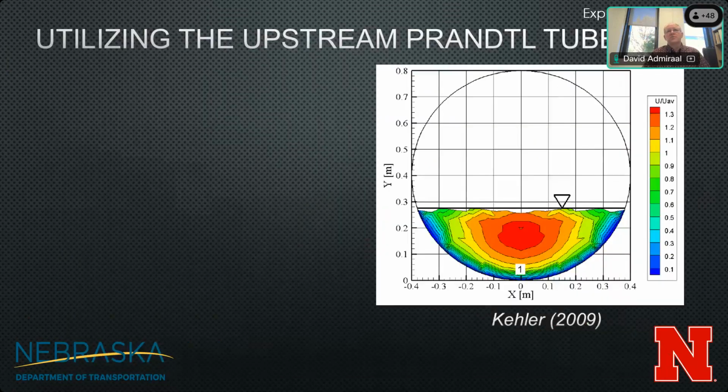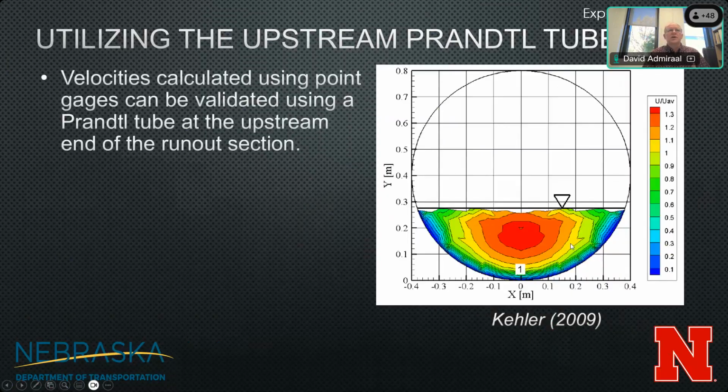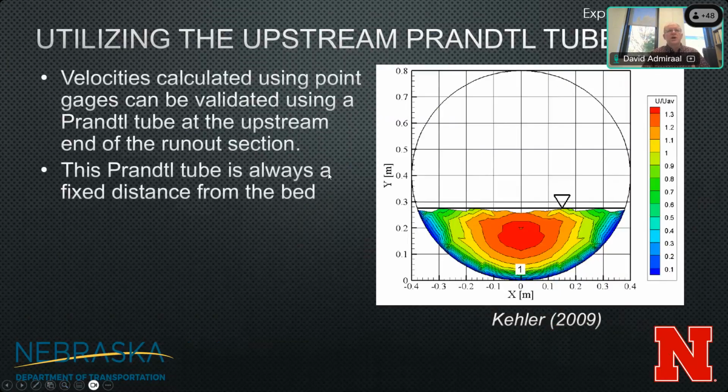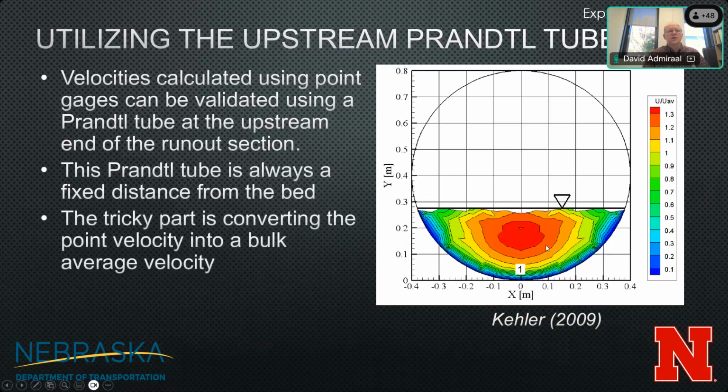All right, for using the upstream Prandtl tube, I just wanted to show you this in a little more detail. We have this velocity distribution right here. Instead of using point gauges, we'll probably use a Prandtl tube, but most of the time we use both and just compare them. The Prandtl tube is always a fixed distance from the bed, so we need to know this velocity distribution in order to convert this to a bulk average velocity.